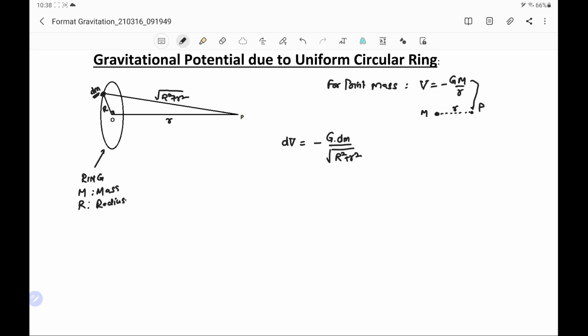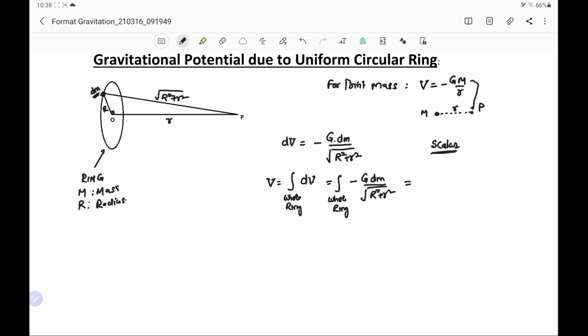Now we know gravitational potential is a scalar quantity. So to find the final total potential, we have to sum algebraically all the elementary potentials. So total potential due to the whole ring will be the integral of the elementary potential for the whole ring. And putting the value of dV, we will get minus G dm by root of R square plus small r square, and we will integrate it for the whole ring.